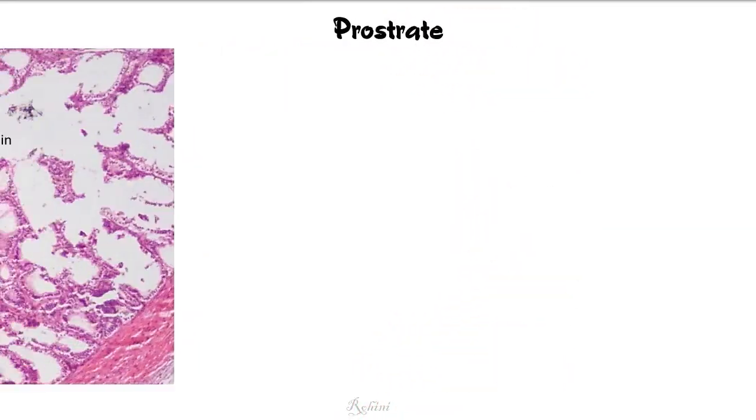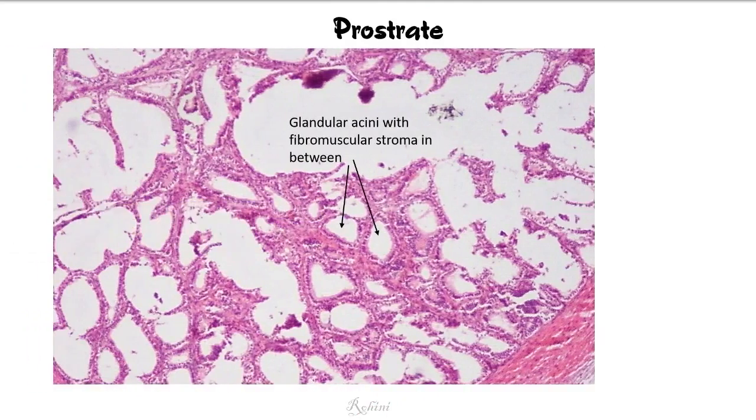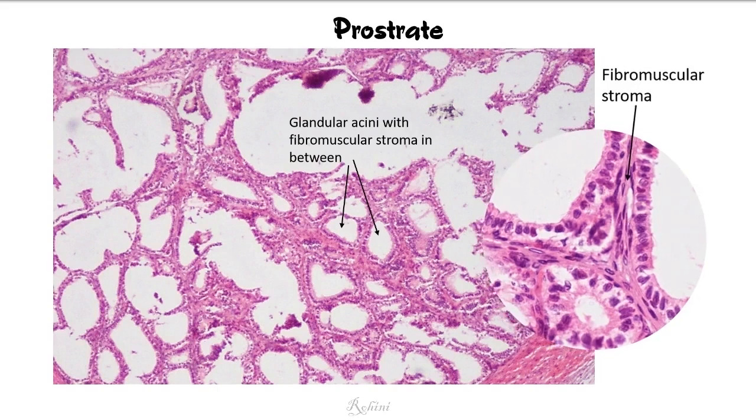Here in the slide of prostate, we can identify the fibromuscular stroma, intervening between the glandular acini. This is one of the features which helps to differentiate this slide from mammary gland and epididymis. The lining seen here is the pseudostratified columnar epithelium, and occasionally in the lumen we may find prostatic concretions.